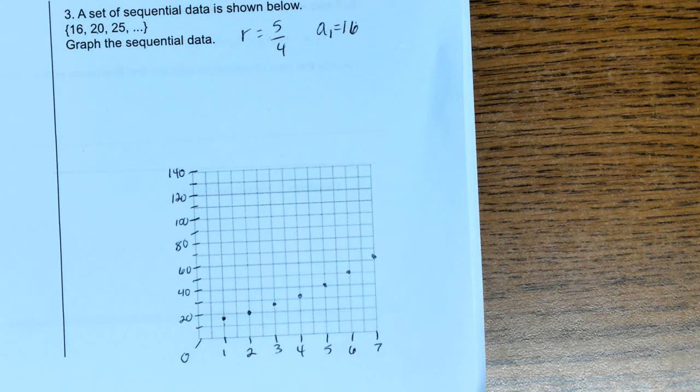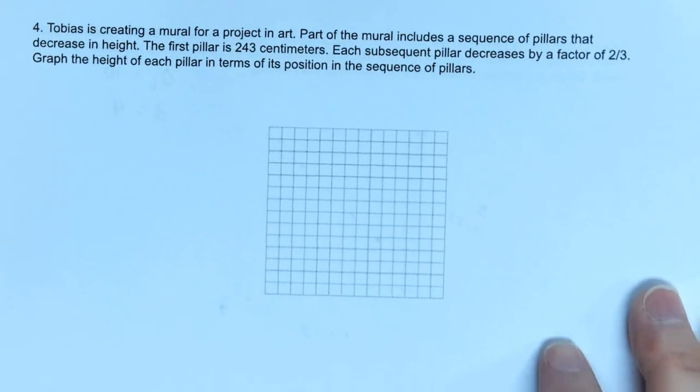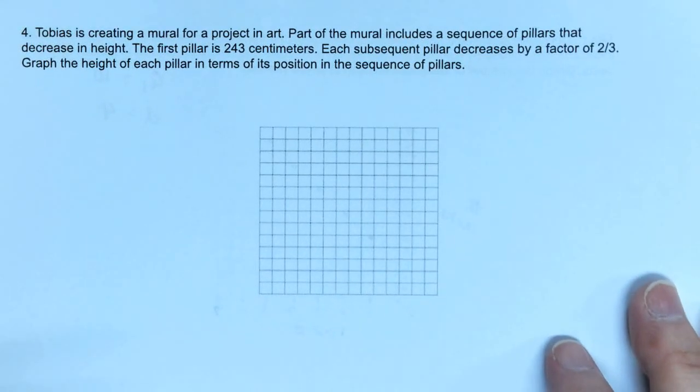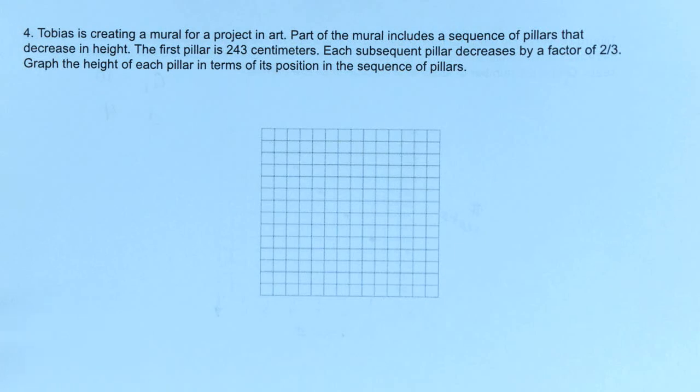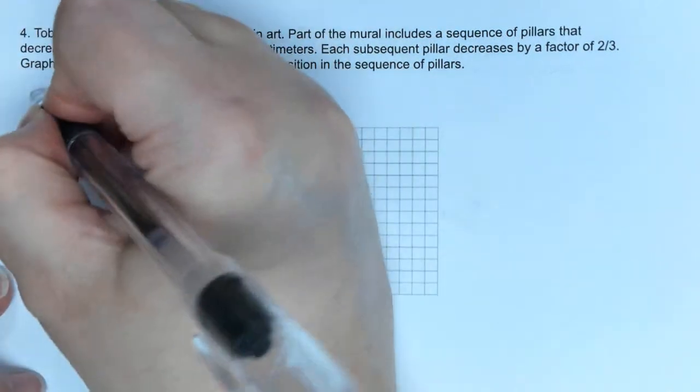All right, we're at number 4 now. I just did 3. I think this is the last one where you have to graph one. This one says, Tobias is creating a mural for a project in art. Part of the mural includes a sequence of pillars that decrease in height. The first pillar is 243 centimeters, so that's A1.